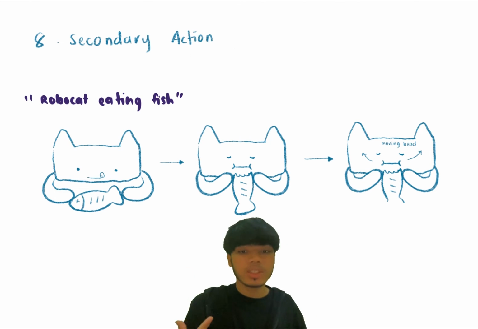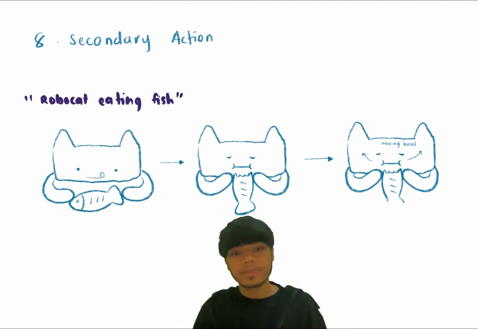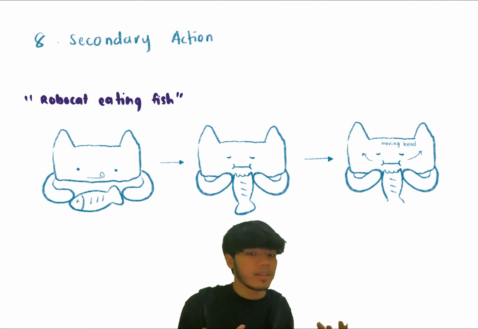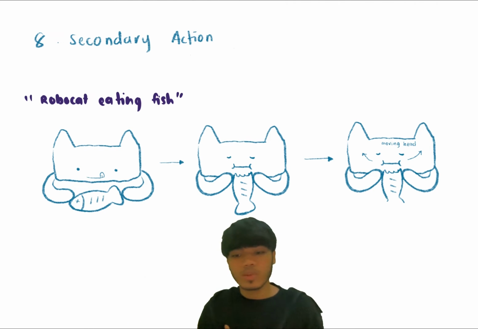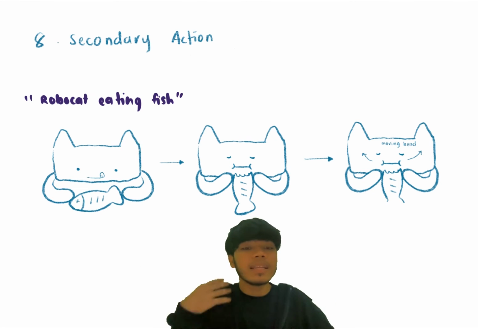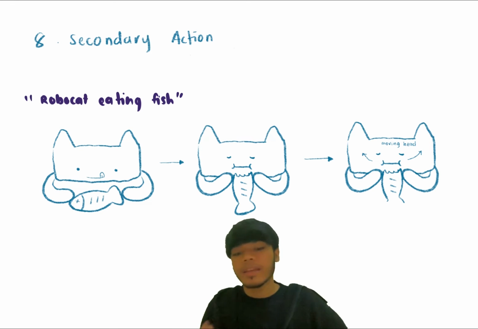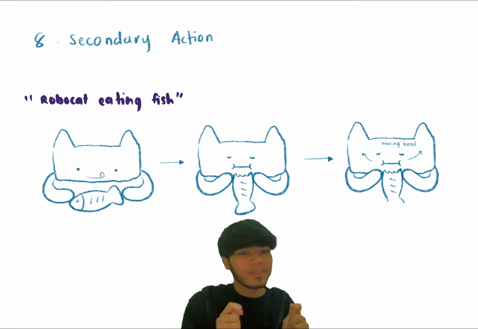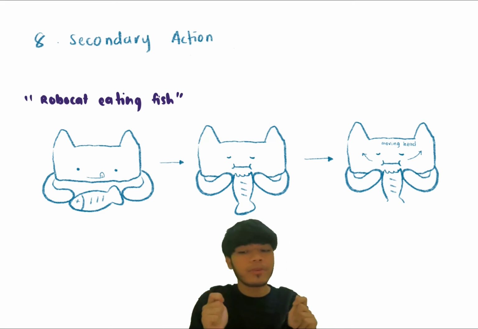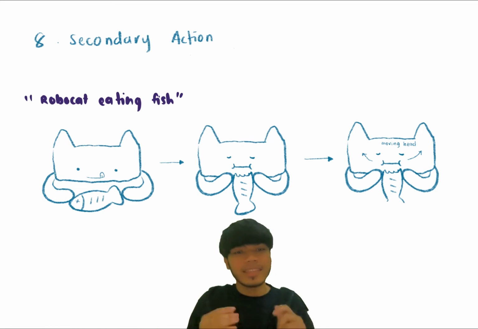Secondary action is a gesture that supports the main action to add more dimension to the character animation. So I made this drawing of Robocat eating fish. As we know, Robocat is a cat, and Robocat eats fish. Before the main action, which is Robocat eating fish, I made Robocat lick its lips to make Robocat look hungry. And after that, I made Robocat's eyes close to show that Robocat likes it. And then the last one is I made Robocat shake his head because he cannot believe how good it tastes.